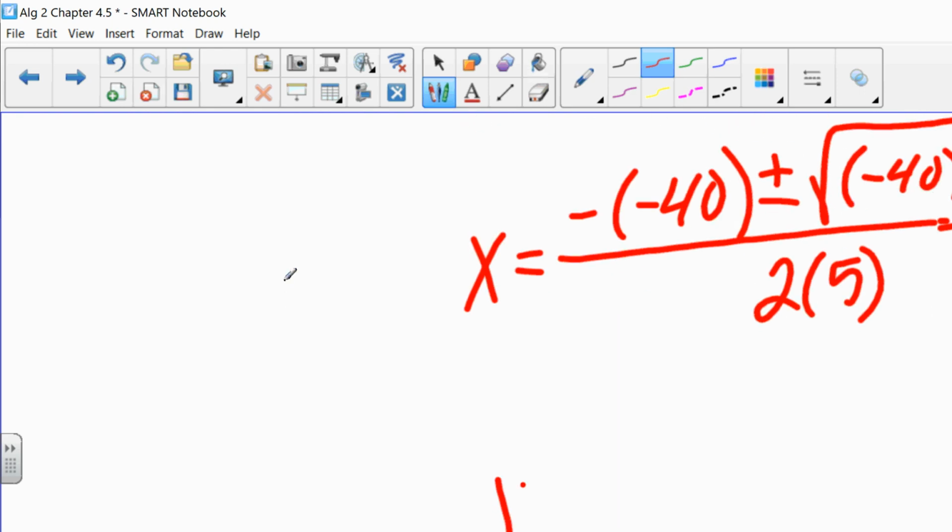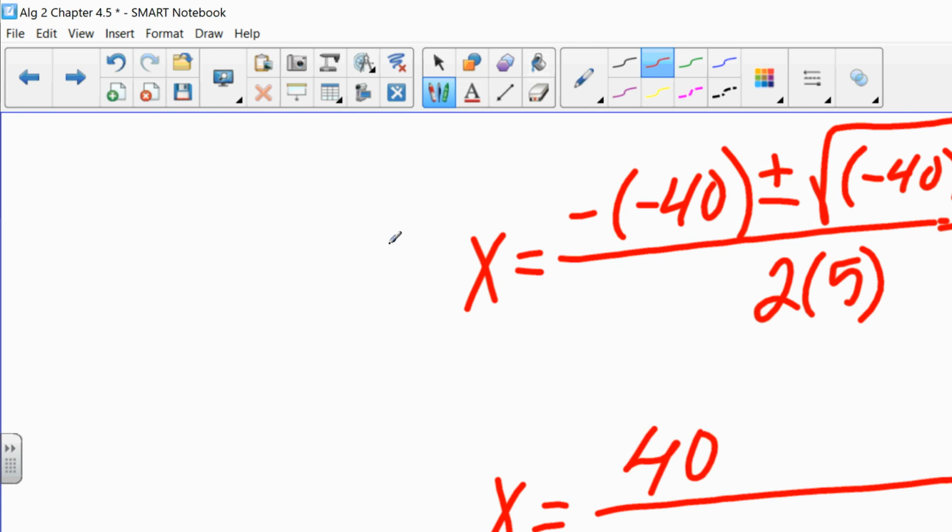Any questions on how we plug the values in? Now, as we just said, negative 40 is just going to be positive 40. Now, in the denominator, 2 times 5 is 10. Now, what I would do first is plug everything inside the radical into the calculator. I would leave the radical off for now, just in case it doesn't work out evenly, or if it's negative.